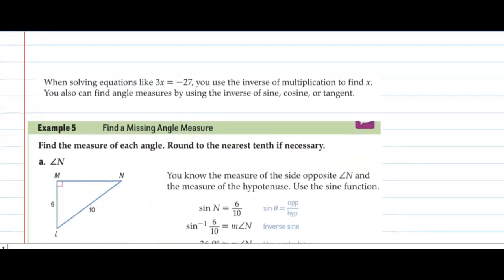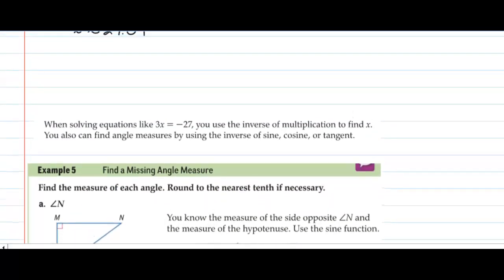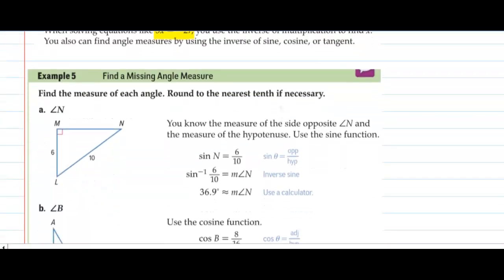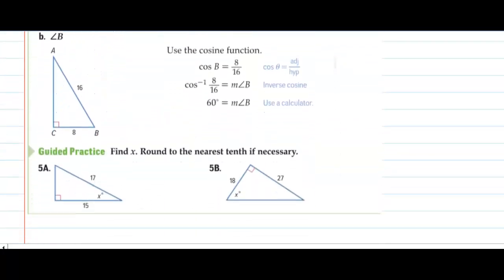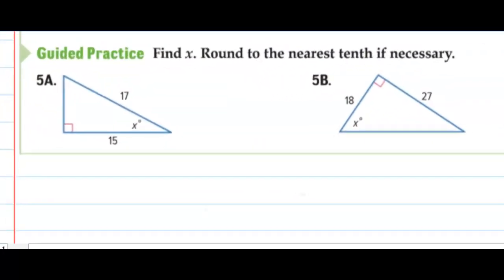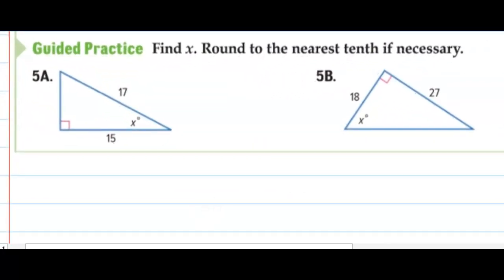All right. We've solved equations for quite some time now that look like this. 3x equals negative 27. To solve that, we just use the inverse of multiplication, which is division. We can do the same thing to find angles of triangles. So far, we've just found the sides of the triangles. Now we're going to find the missing angle. Let's practice with example 5a.